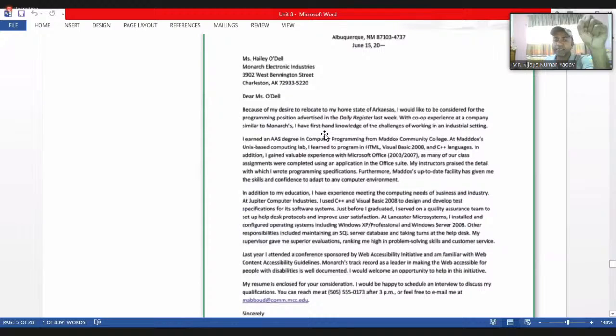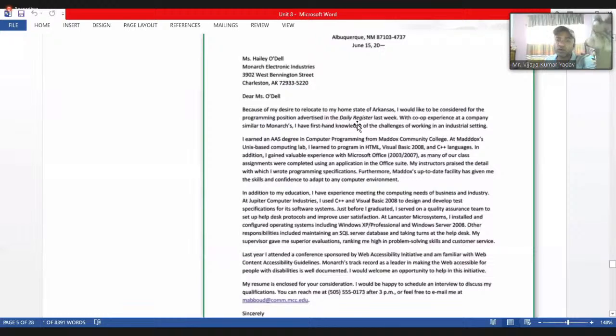So let's see here. "Because of my desire to relocate to my home state of Arkansas, I'd like to be considered for the programming position." It means you would like to apply for that post, you deserve that post, that is given here. "I would like to be considered for the programming position advertised in the Daily Register last week."